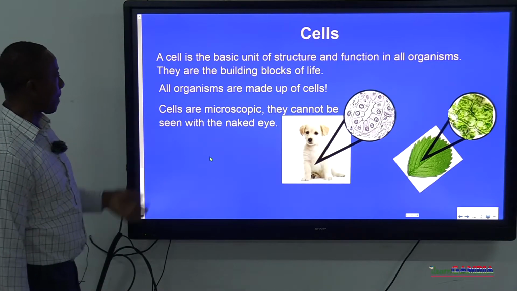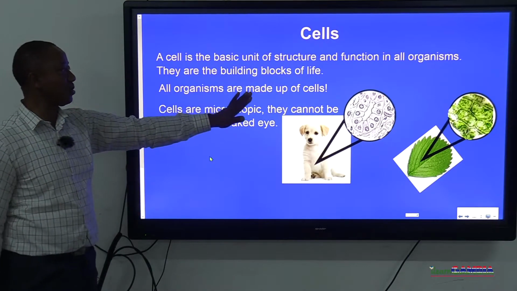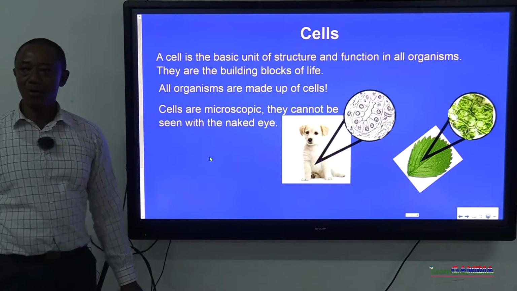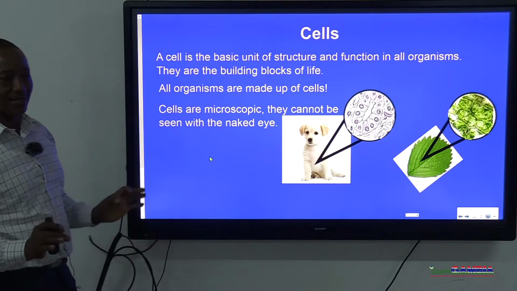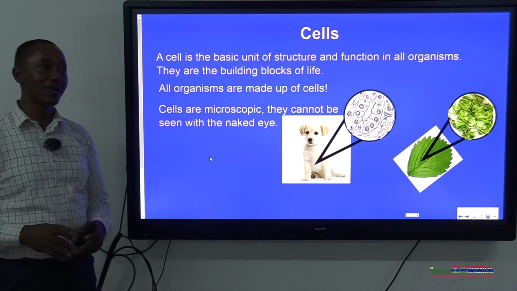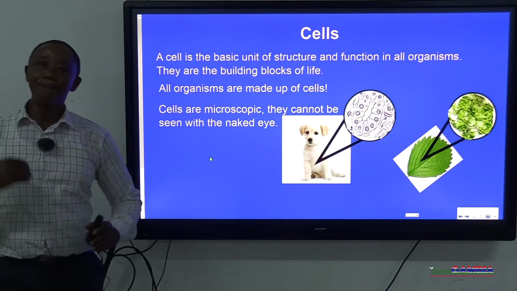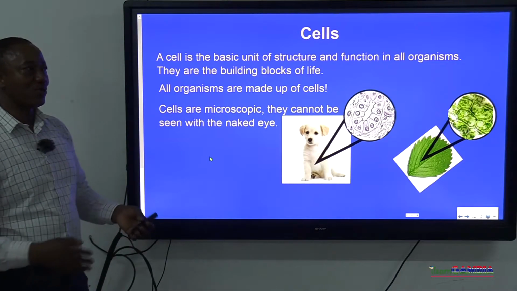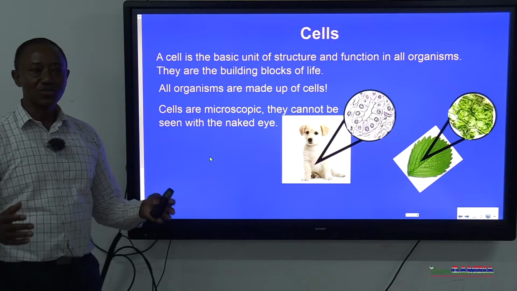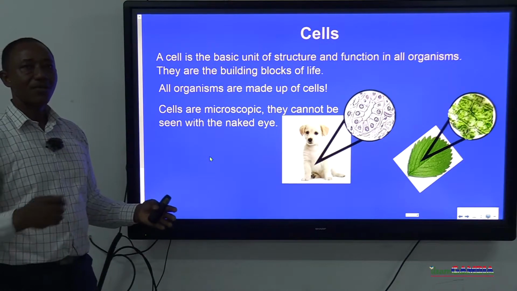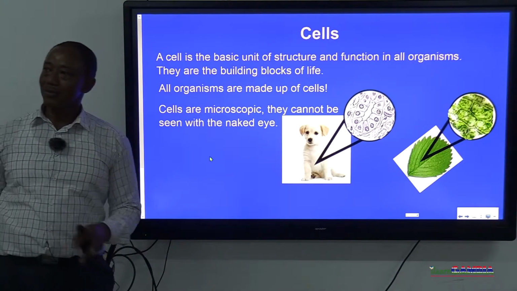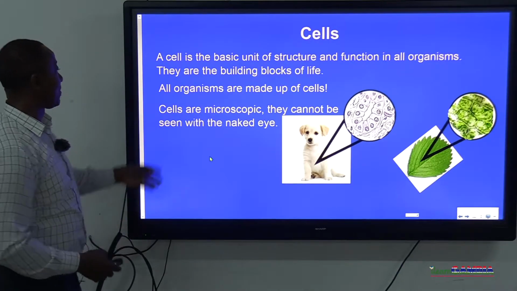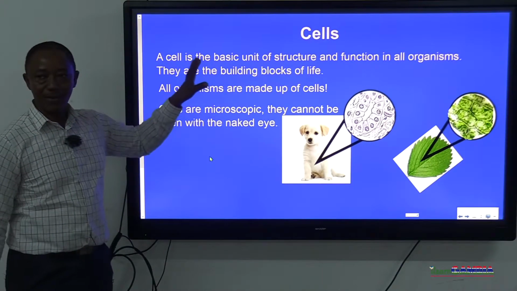So a cell is the basic unit of structure and function in all organisms. The basic unit. You'll hear some areas they say the fundamental unit, the building block. It's like you want to build a wall, you need blocks. So all these blocks you put together, you make a wall. You have several walls, you have a building. So it's something like that in the organisms.